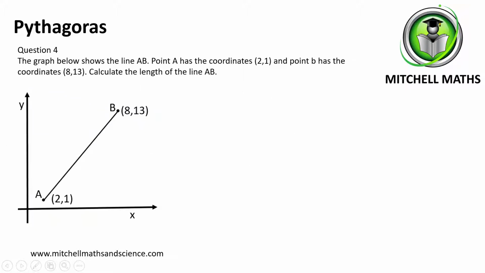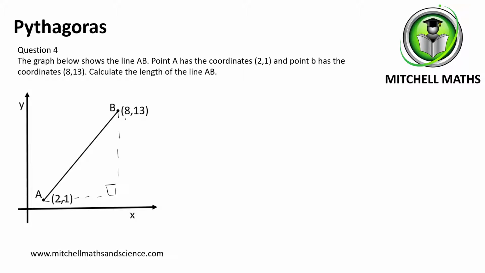In this question, we're being given 2 points on a graph, and when you're given 2 points on a graph, you are able to use Pythagoras' theorem to find the distance between those 2 points. What we need is the vertical height between the 2 points, and we need the horizontal distance. And you can see if we draw it like this, it makes a right angled triangle.